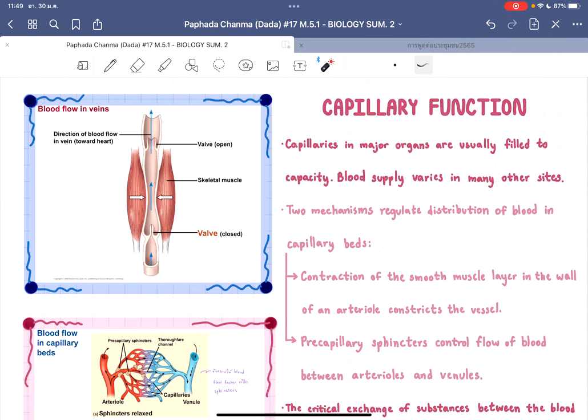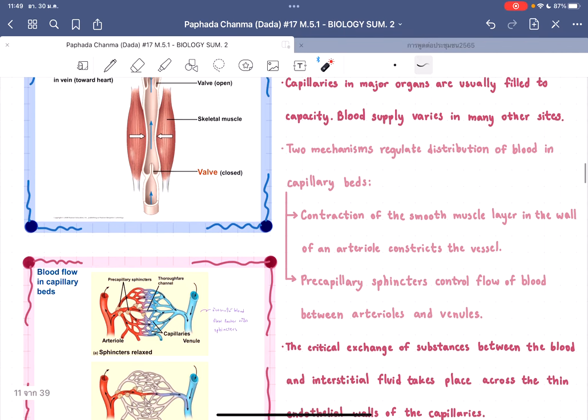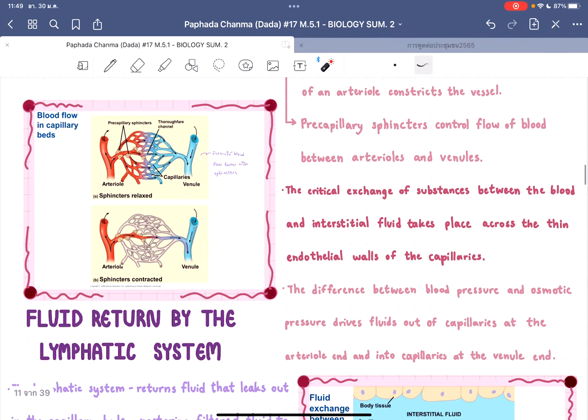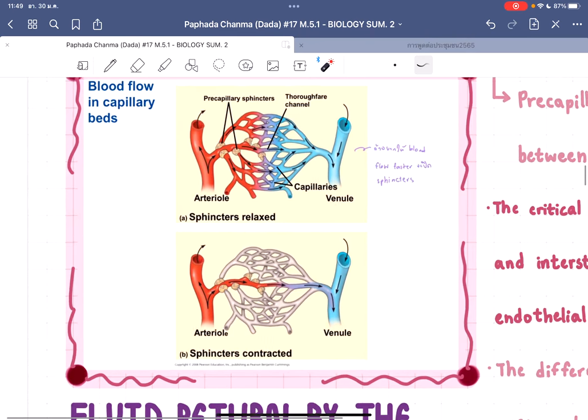Next, the capillary function. Blood supply varies in many sites. Two mechanisms regulate distribution of blood in capillary beds. The first one is the contraction of the smooth muscle layer in the arteriole, which constricts the vessel. The second one is the precapillary sphincters, which control flow of blood between arterioles and venules. The critical exchange of substances between the blood and interstitial fluid takes place across the thin endothelial walls of the capillaries. The difference between blood pressure and osmotic pressure drives fluid out of capillaries at the arterial end and into capillaries at the venule end. This was a picture of the blood flow in capillary beds.